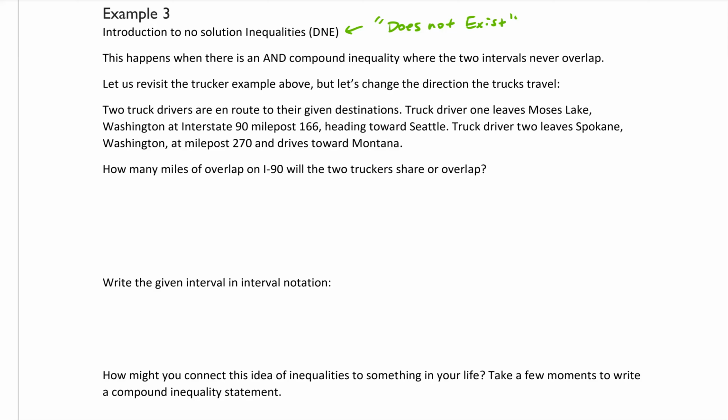So two truck drivers are en route to their given destinations. Truck driver 1 leaves Moses Lake, Washington at Interstate 90, milepost 166, heading towards Seattle. Truck driver 2 leaves Spokane, Washington at mile 270 and drives toward Montana. How many miles of overlap on I-90 will the two truckers share or overlap?